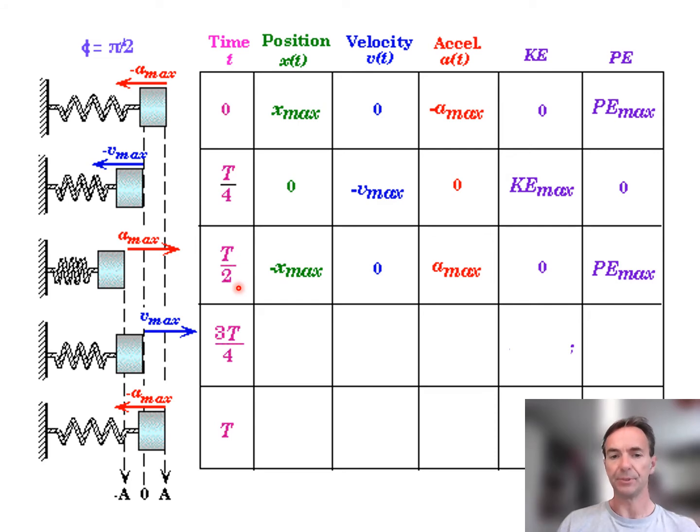Halfway through, it's got to the other end: minus displacement, 0 velocity, a max, 0 KE, PE max. Why is KE 0? Because the velocity is 0. And then, of course, you can try filling these things in here to make sure you understand how each of them are related to each other. So stop the video, in your notes, try doing that table here, and then, of course, we're going to try and do the whole thing from memory. So just do those bits on here.